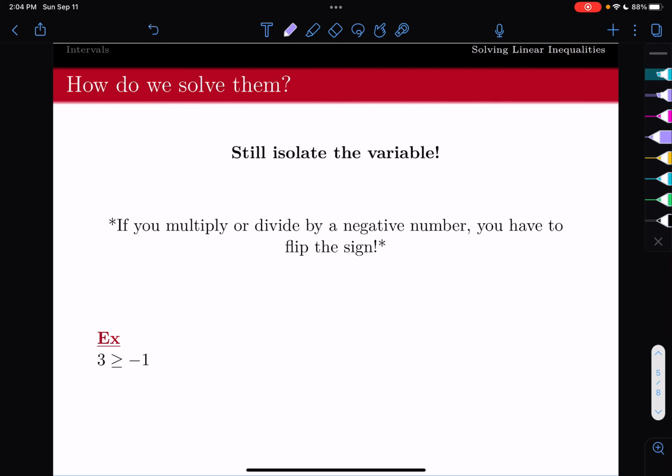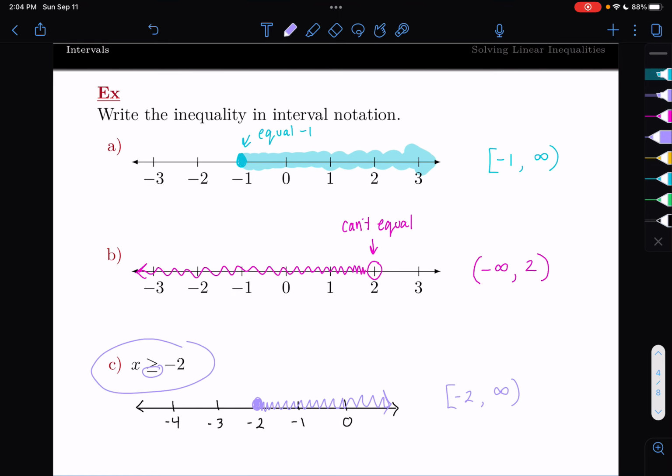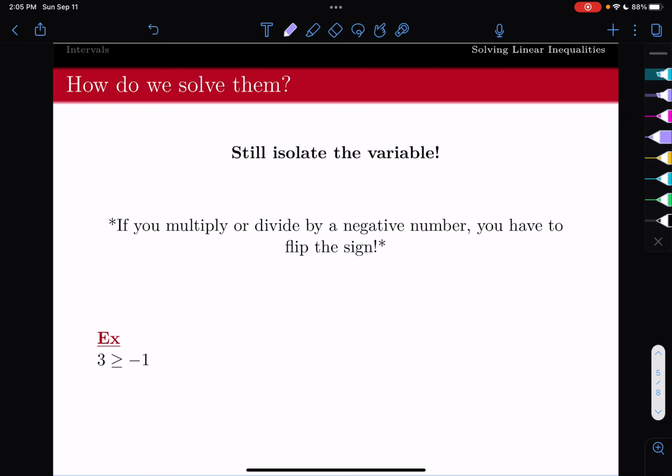You want to isolate the variable. So you want to get x by itself, and we'll end up in a situation like this last one. We can then graph it, and then we can figure out that solution in interval notation. But the one thing you have to remember is that if you end up multiplying or dividing by a negative number, you have to flip the sign. If you don't flip the sign, it's going to be incorrect.